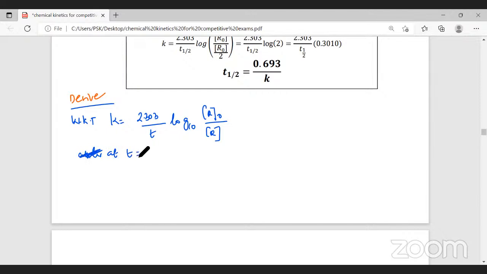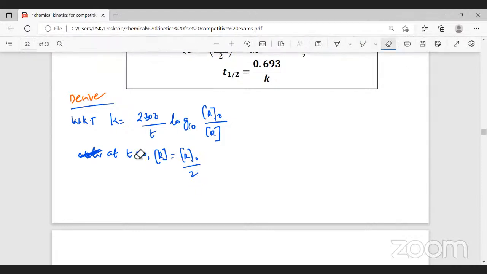Now I can write at time T is equal to T half, what happens to R? R becomes equal to initial concentration by 2. Half of the reactant is reacted, so how much is left? Left out will be R naught by 2. At time T is equal to T half, the half-life period we are talking about, R will be equal to R naught by 2 because 50% of the reactant would have reacted. Yes or no? We will mark this as equation 1.